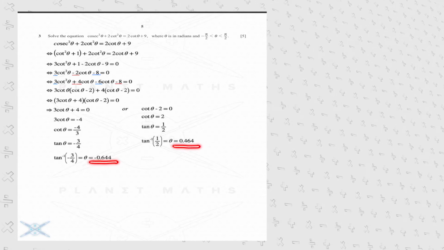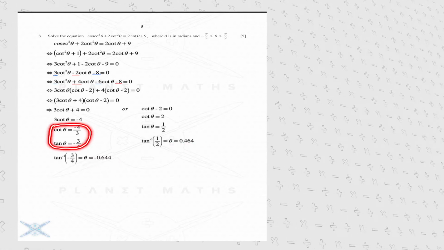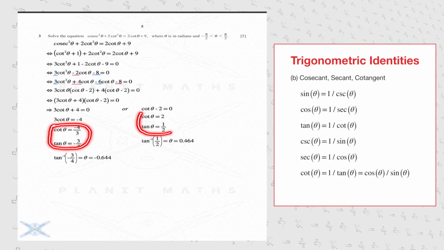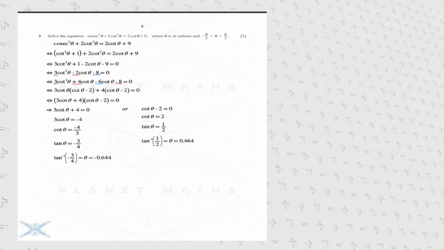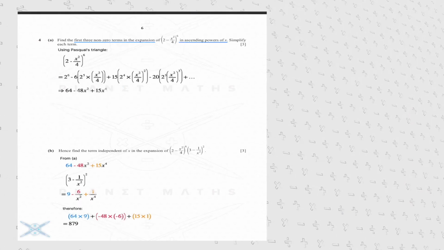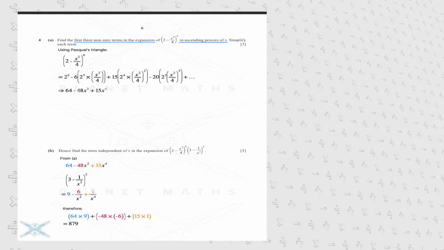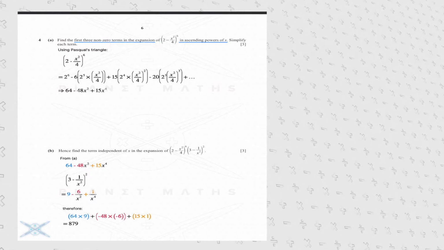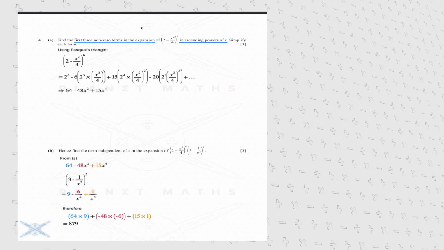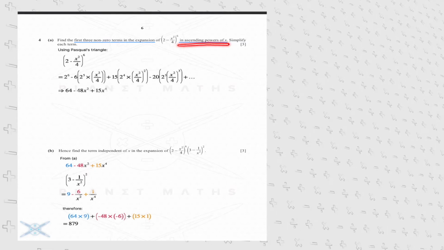0.444 or 0.464. In both cases, we can make use of trigonometric identities again, whereby tangent theta is defined as 1 over cotangent theta. Next on to exercise 4, where in part A we are supposed to find the first three non-zero terms in the expansion of the expression (2 minus x squared over 4) to the power of 6 in ascending powers of x.